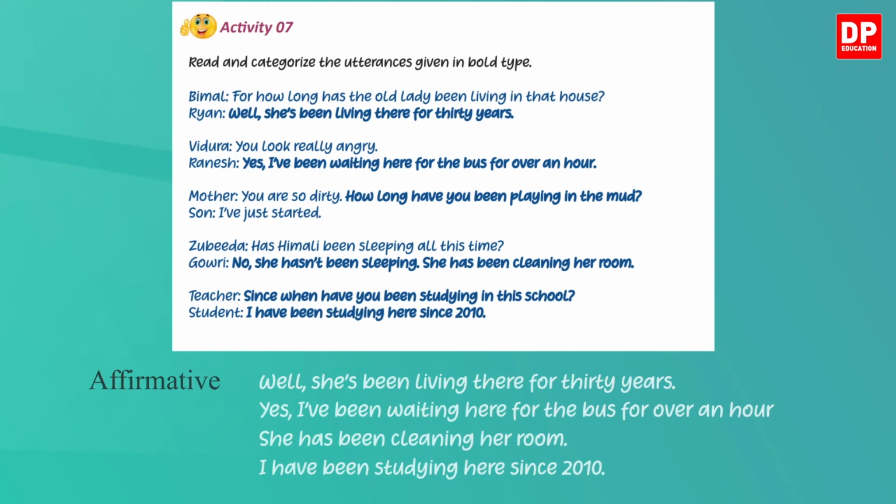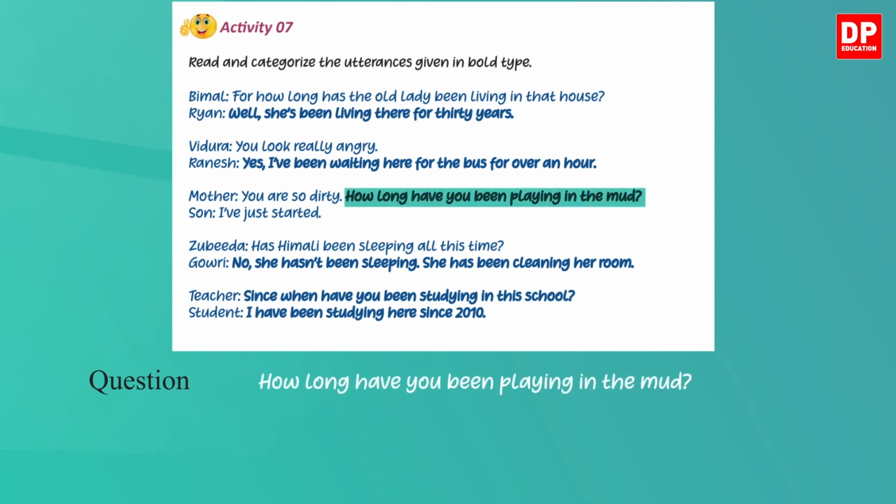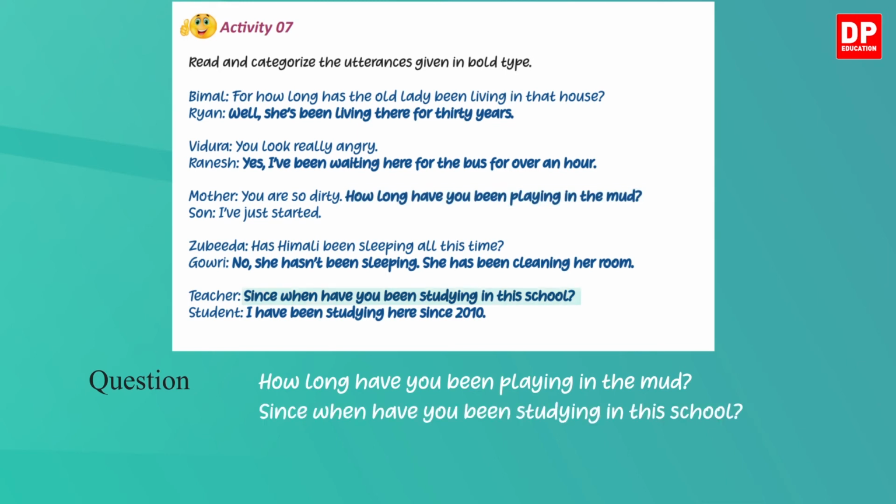Now let's look at the second column, which is for negative sentences. You have only one there. No, she hasn't been sleeping. Now the last column, it's for questions. How many questions did you find? Yes, there are only 2. First one is, how long have you been playing in the mud? What is the second one? Since when have you been studying in this school? Hope it was easy and you could get all correct.